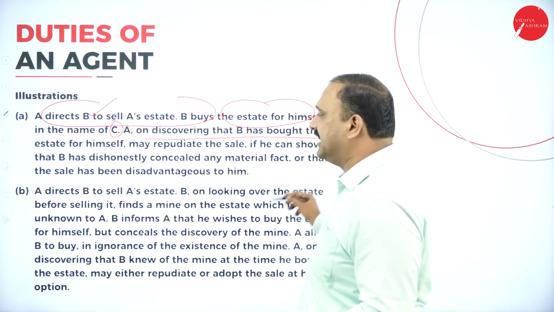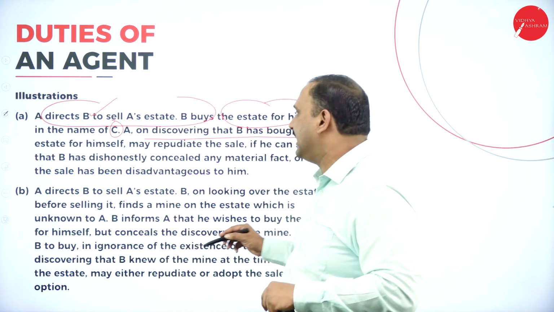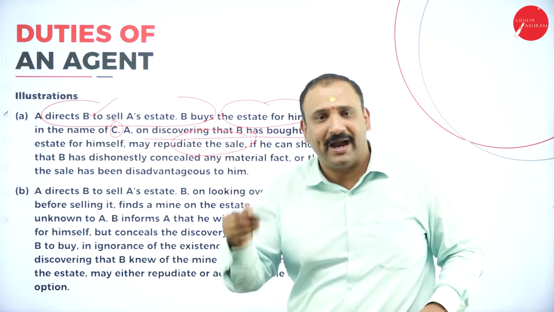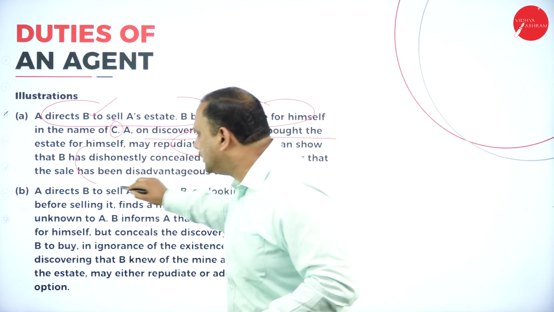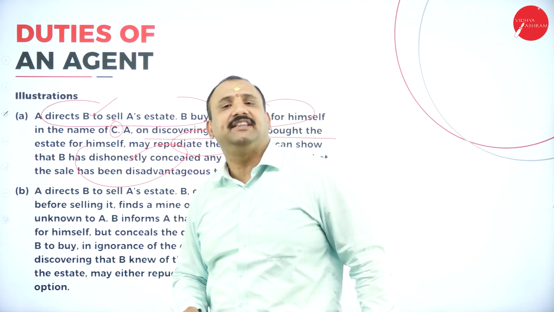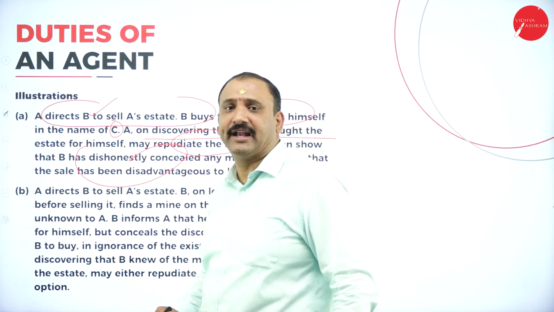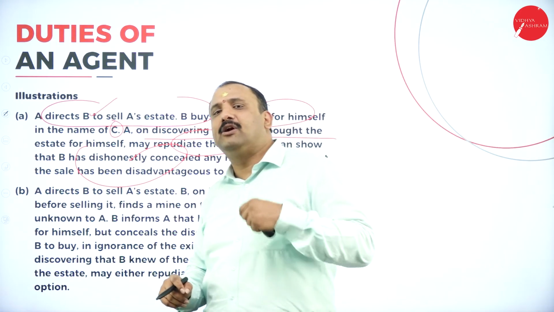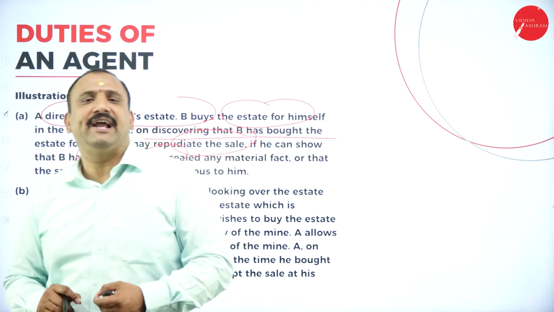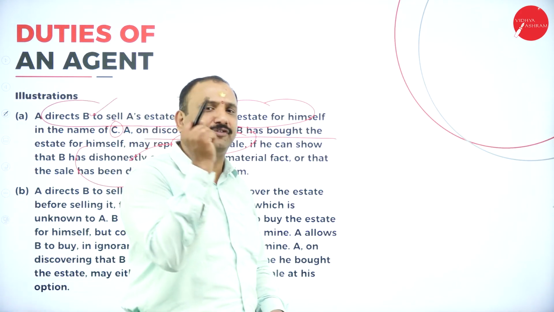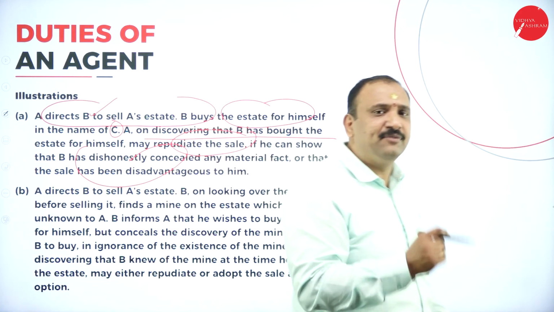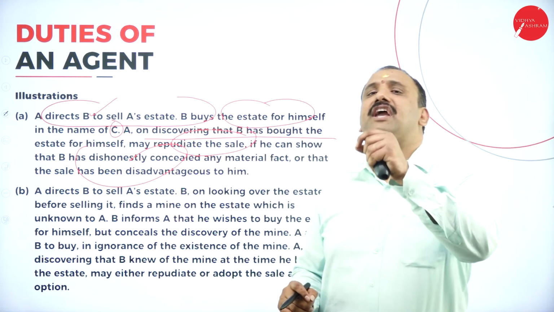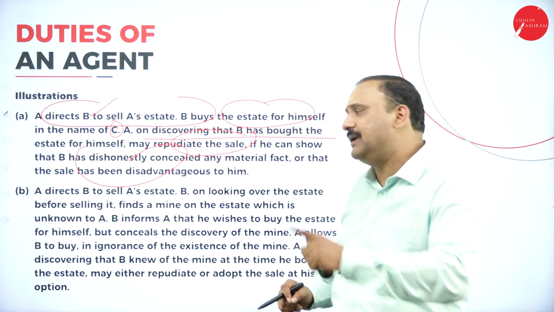A, on discovering that B has bought the estate by himself, may repudiate that sale if he can show by proof that B has used dishonesty by concealing the name, concealing the details and doing it. So any kind of concealment, any kind of dishonesty, any kind of misrepresentation or fraudulent activities involved in the transaction can lead to the termination of the contract immediately.